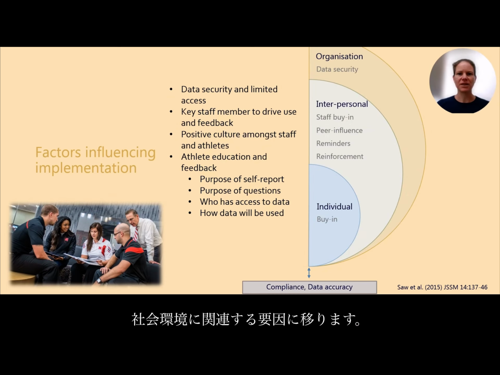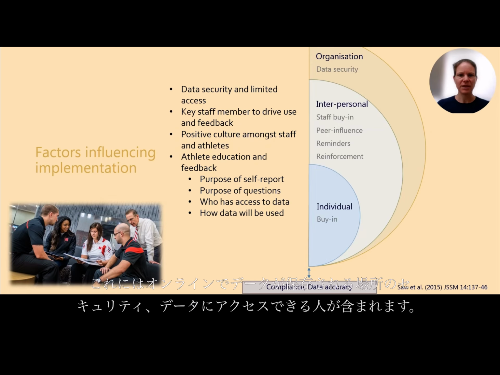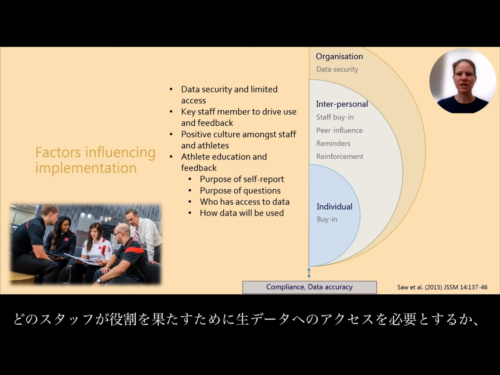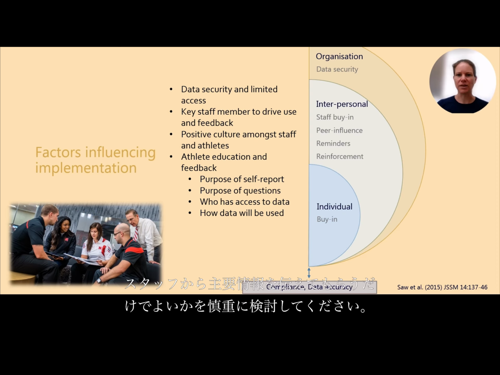Moving to factors associated with the social environment. At the organisational level, data security is the key factor. This encompasses the security where data is stored online and also who has access to the data. Carefully consider which staff need access to the raw data to perform their role, and which staff may just need a staff member to relay the key information to them rather than having access themselves.